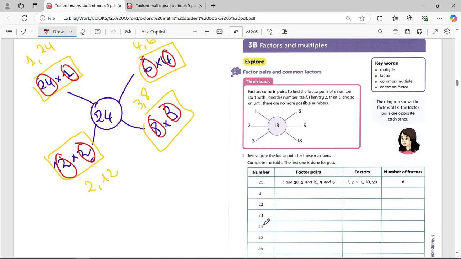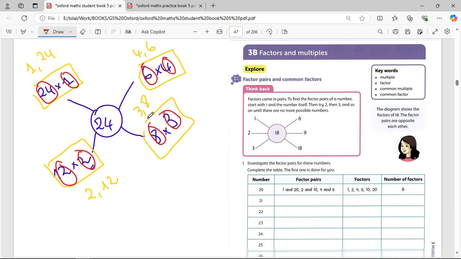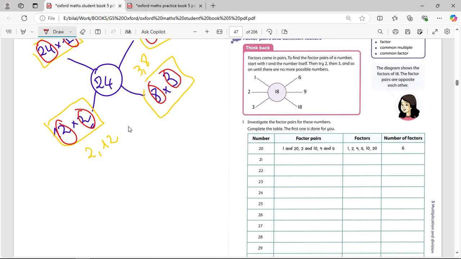Now if you come here to 24 and you mention the pairs, you mention the ones in yellow. If you mention the factors, I'm going to write it here. Factors. Now I'm going to begin with the smallest. I have 1. Do I have 2? I have 2. Do I have 3? No, I don't have 3. I have 4. I have a 6. I have an 8. I don't have a 9, a 10, or an 11. I have a 12. Do I have a 14? No, unfortunately not.